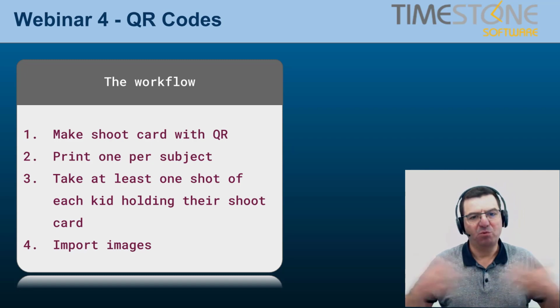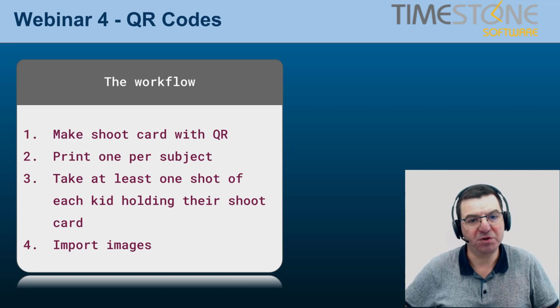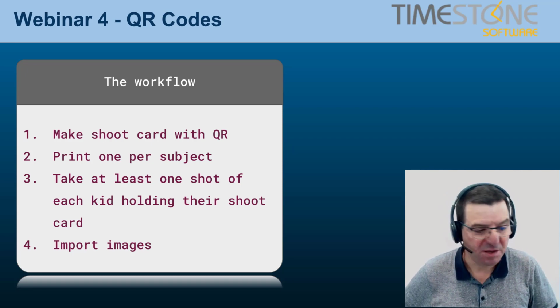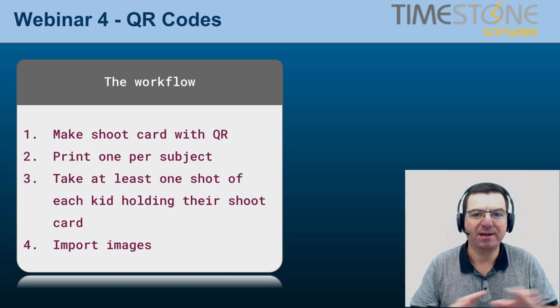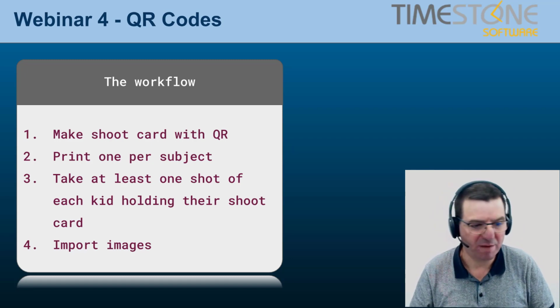So the workflow is pretty straightforward. To begin with, you just make a shoot card template in Neopack and put a QR on it, and then you print one per subject. And that's probably, I'm preaching to the converted there. You know what I'm talking about, making shoot cards or camera cards.